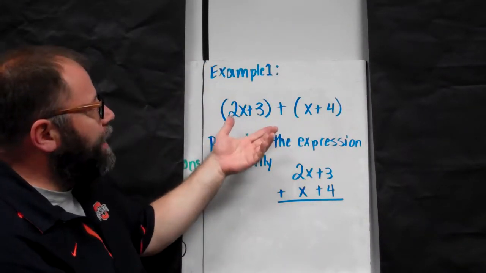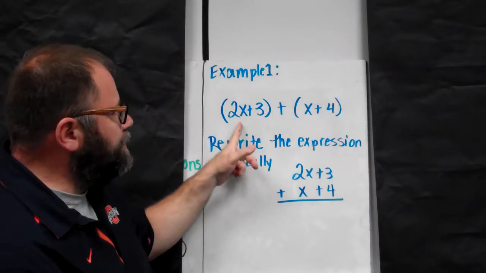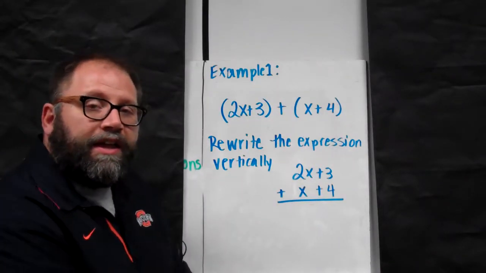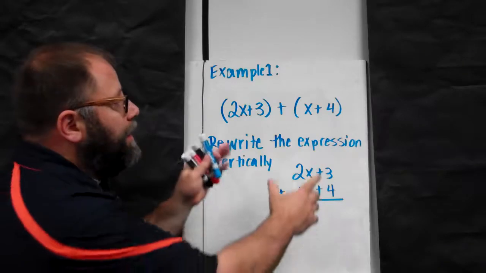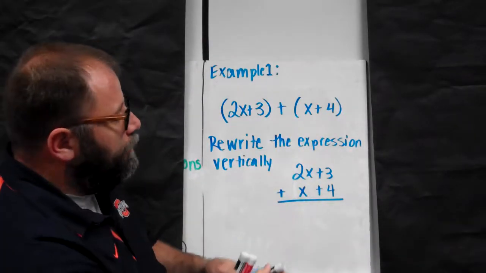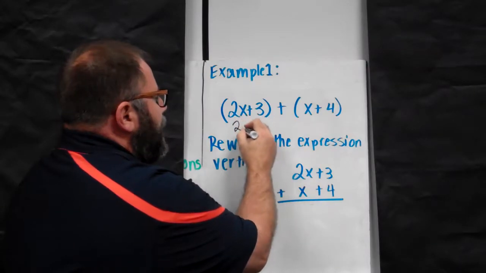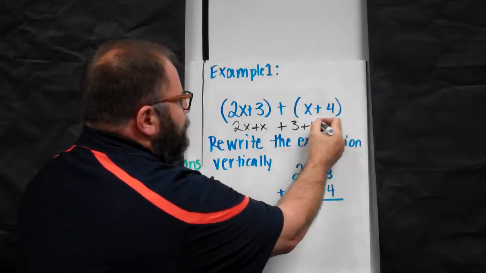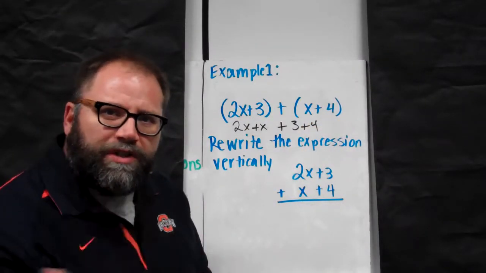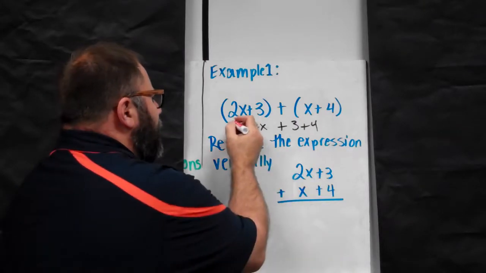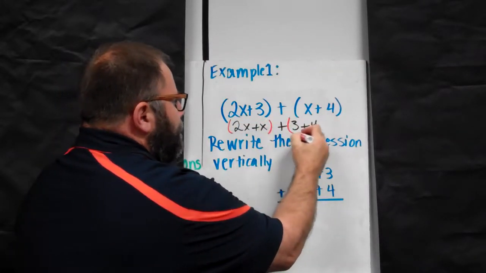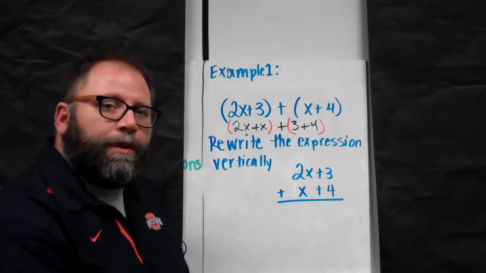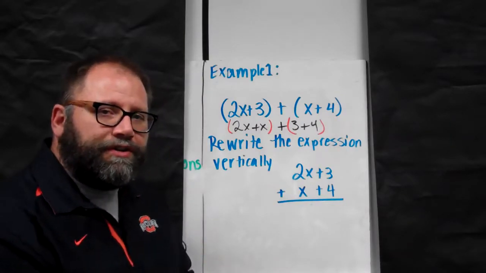So here we have our first example. We have two quantities here, 2x plus 3 plus x plus 4. Originally we've been using the commutative property to put them in a different order. So if we did that, we would have 2x plus x plus 3 plus 4. And then, using the associative property, we can group them before we add them and find an answer, right? So that's the base of this, but we're not going to necessarily apply that every single time.